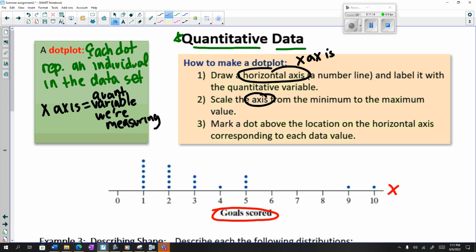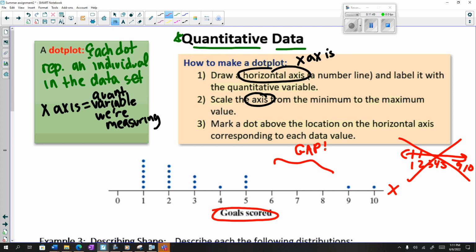So like in this case, we had 1, 2, 3, 4, 5, and then we had 9, 10. Don't make a number line that says 1, 2, 3, 4, 5, 9, 10. Don't skip the numbers, because then you don't get an idea of where there's a gap in the data set. So you want to make sure you include all numbers in the number line from 1 to 10 and show that there's a gap here. This is important because when we describe our data set, we want to say there's a gap between 5 goals scored and 9 goals scored.